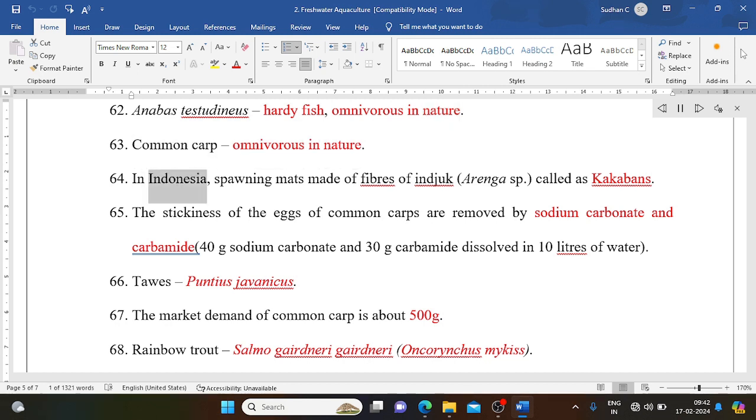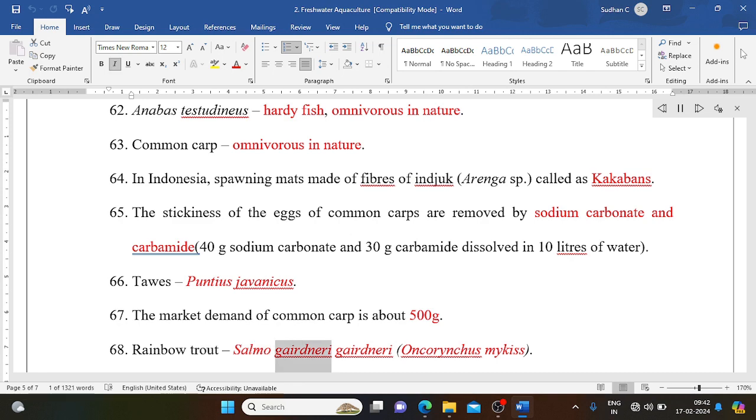In Indonesia, spawning mats made of fibers of injuk, Arenga sp., are called kakabans. The stickiness of the eggs of common carps is removed by sodium carbonate and carbamide, 40 g sodium carbonate and 30 g carbamide dissolved in 10 liters of water. Tawes, Puntius javanicus. The market demand of common carp is about 500 g.